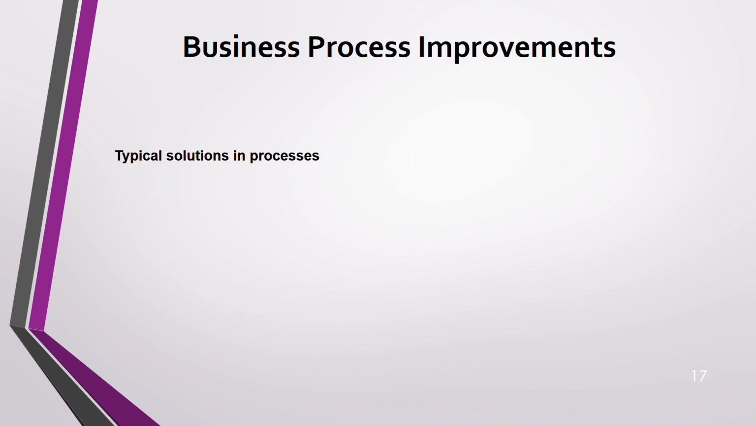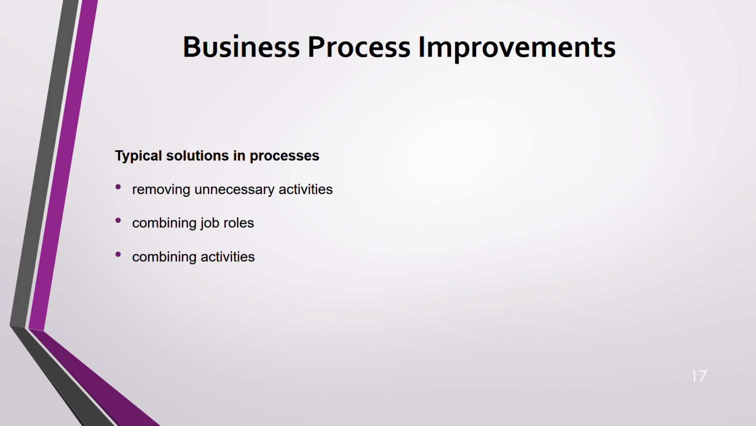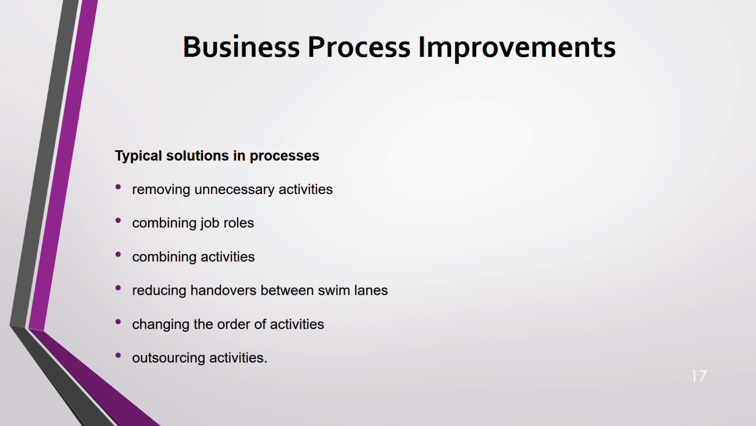Right? What are the solutions for this? Number one, if it's unnecessary activities, remove it. Combine the job roles rather than having two separate people doing the similar job. Combine activity where you think that activities require similar process, combine them. Reduce handovers between swim lanes. What is the swim lane? We'll see this. We'll do a question on this and I will explain you what is a swim lane. Reduce handover. Rather than going from one swim lane to another, keep them in the same swim lane. Change the order of the activity if they're in the wrong order. So these are some solutions. Outsource activity. You can outsource.